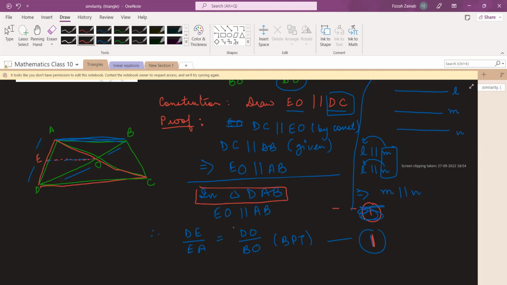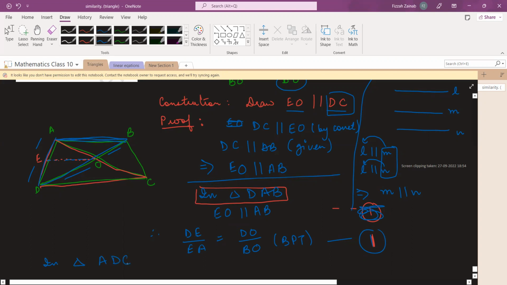Okay. Now again, I want to choose a triangle. This time I'm going to take the red triangle, as you can see. Previously I took the blue one, DAB. Now I'm going to choose ADC. Clear? The red one in the figure. So now in triangle ADC, can everybody see ADC? Yeah, this red triangle ADC.